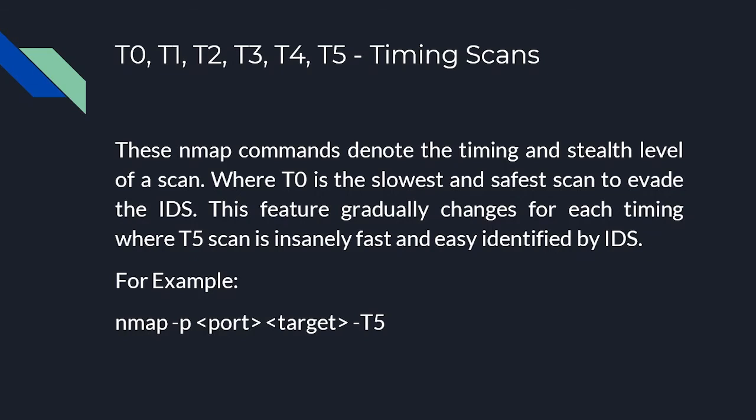This feature changes gradually. For example, T1 is a bit faster than T0, but when it comes to safety, it gets weaker. In the same way, T2 is faster than T1, and safety is compromised. T3 is faster than T2, but the safety is compromised further. So when the number increases, the duration and the safety of the scan change. You can try this out yourself, and I have given a small example of the command.